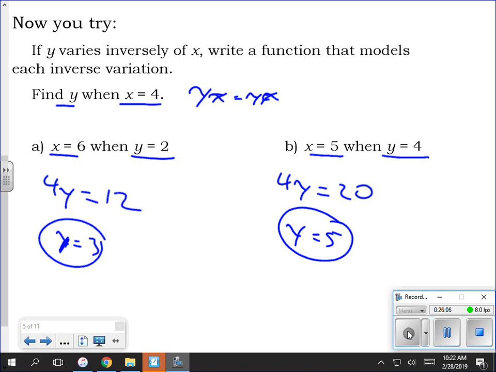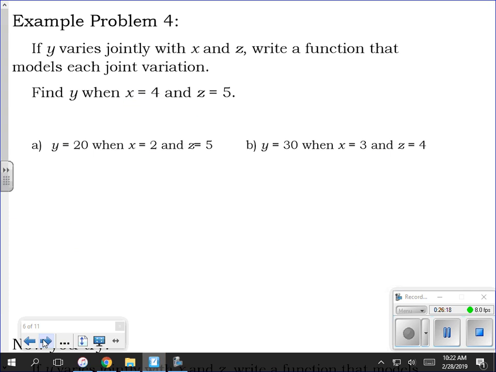Inverse and direct, really not hard. You're either dividing the two numbers or you're multiplying the two numbers. You have to remember which one's which. Now it gets a little hairier. Okay? So joint variation is another version of direct variation.